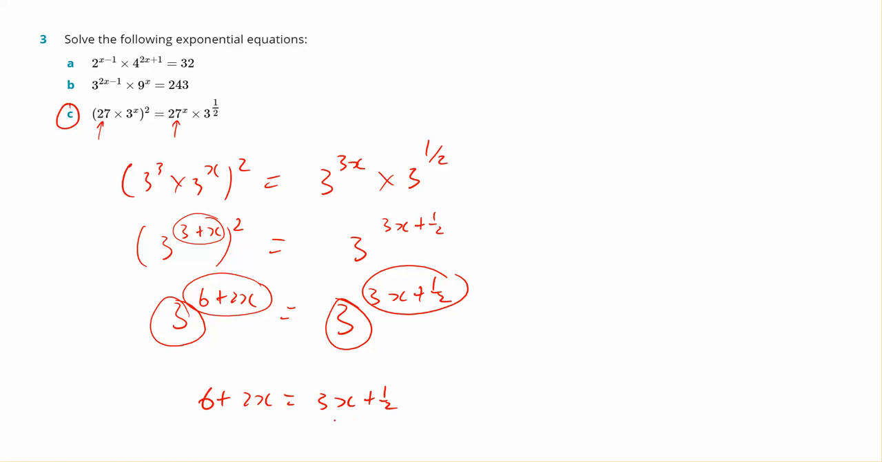I'm going to subtract x from both sides. So 6 equals x plus a half. So x must equal 6 minus half, which is 5.5, or 11 on 2. So that's basically how you do 3c from exercise 13d. Hopefully it helps.